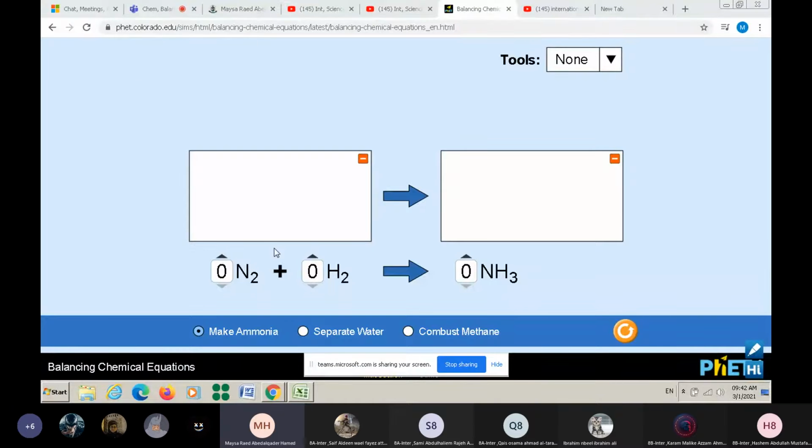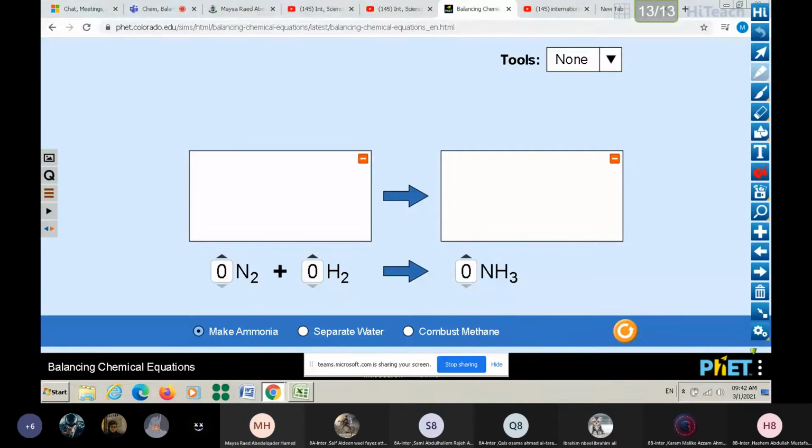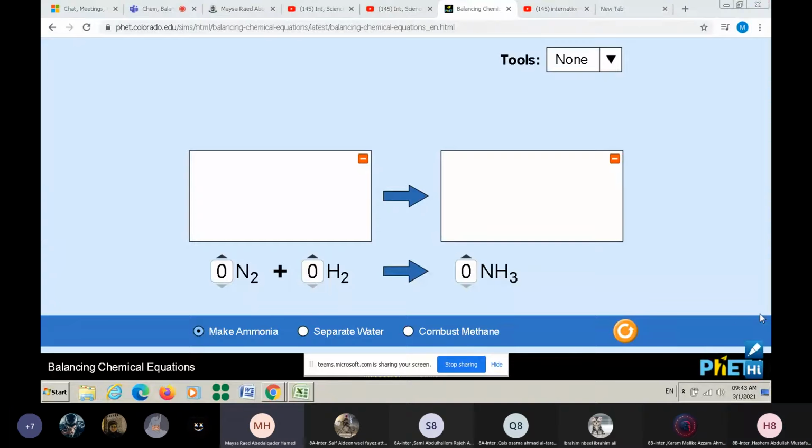Hashim? Yes, miss. Look at this equation. Is the number of nitrogen atoms in the reactant the same as the nitrogen atoms in the product? No, miss, they are not the same. So, is this chemical equation correct?